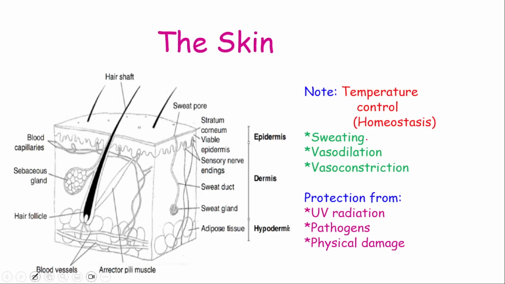And we may sweat to reduce heat. We also have vasodilation versus vasoconstriction. Vasodilation is when you're hot or the environment temperature is high. And then vasoconstriction now is when it is cold, you retain heat by constricting the blood vessels and moving away from the surface of the skin to retain heat in the body. You also need to know the skin helps to protect us from UV or ultraviolet radiation, also protects us from pathogens as well and physical damages.